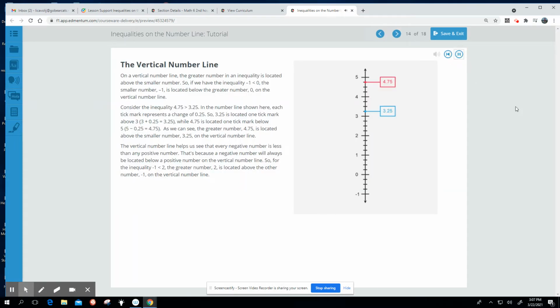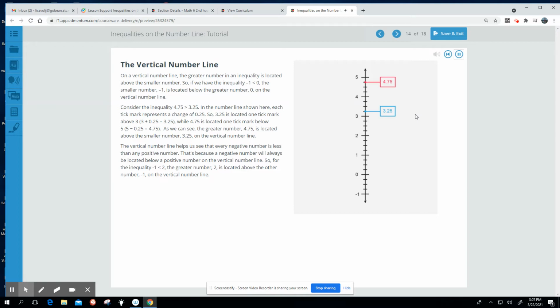The vertical number line. On a vertical number line, the greater number in an inequality is located above the smaller number. So if we have the inequality -1 is less than 0, the smaller number, -1, is located below the greater number, 0, on the vertical number line.